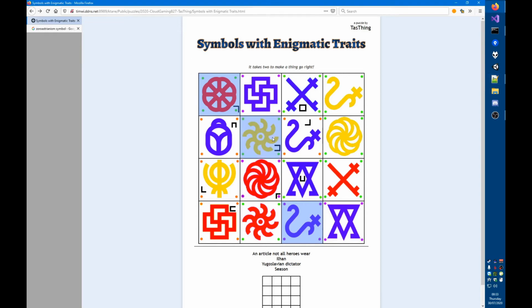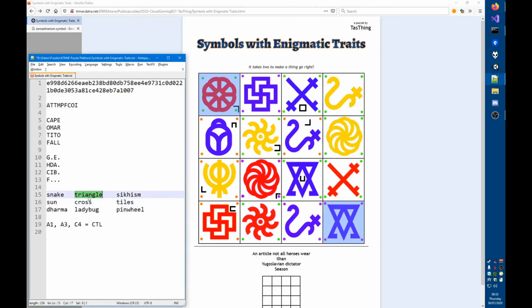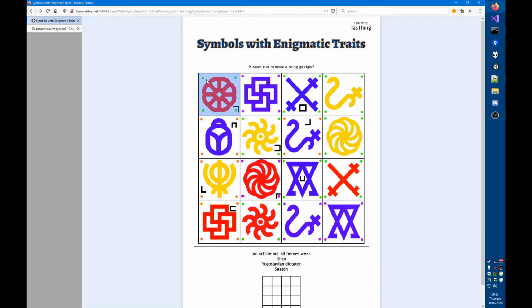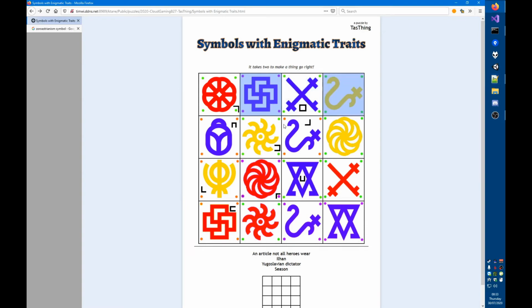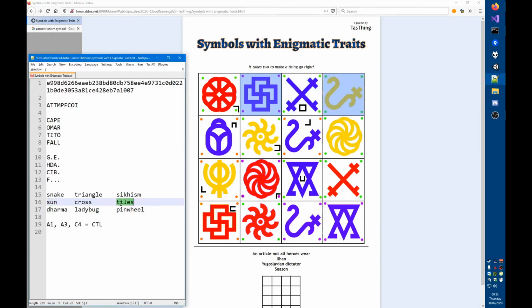Aha! Oh no, the dots around it still don't match, or don't work. So this is Dharma and triangle, which leaves tiles, so we need yellow tiles. We don't have those. Okay, next pair. Right, this is going to continue for a while. We're going to have tiles and cross, so we need a sun in blue. We don't have that. Tiles and snake require ladybug.